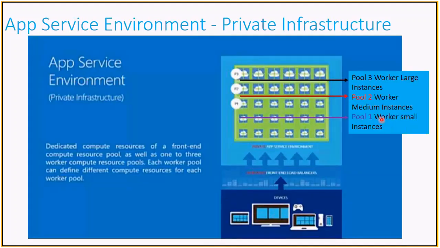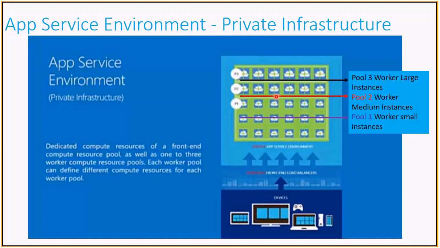So that's what a pool means here in the app service environment. Pool 1 may have my worker roles with smaller instances, or pool 2 can have worker role medium instances, or pool 1 may have only front-end compute resources. Front-end compute resources would be instances running with IIS on them. Pool 2 will have only worker medium instances, which means these worker roles would not have any IIS running on them. They just run background processing. Pool 3 may have a larger instance of worker process.